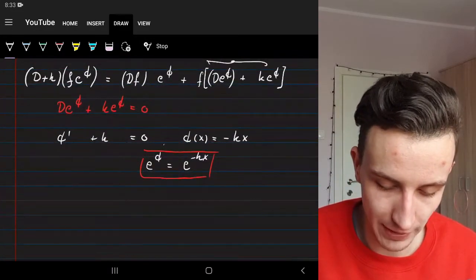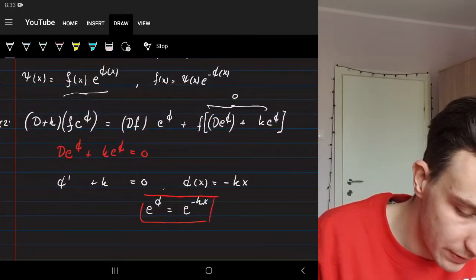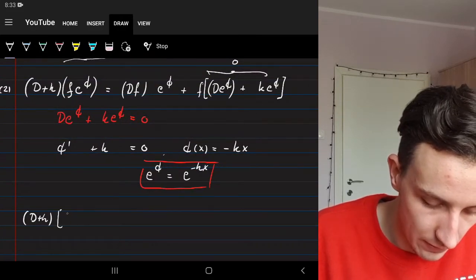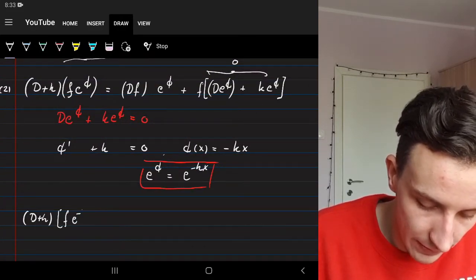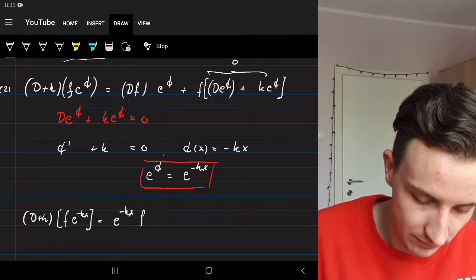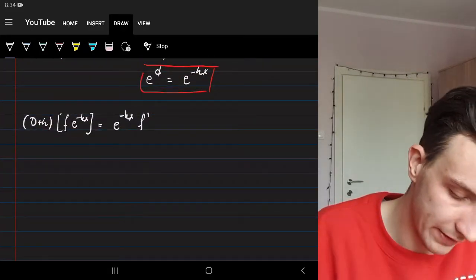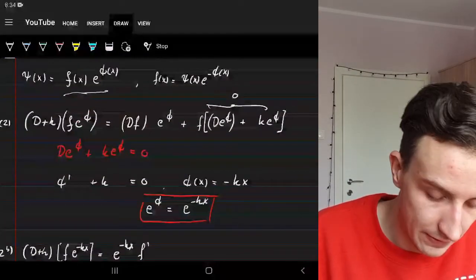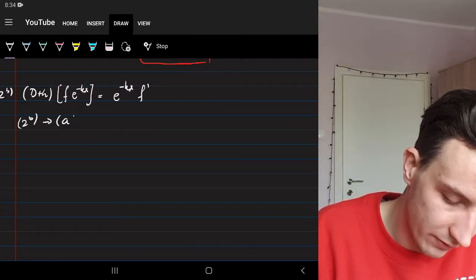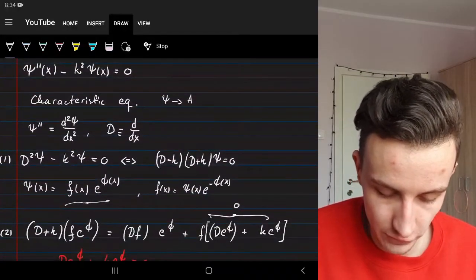e to the phi is e to the minus kx. We know that. Then from 2, we have d plus k of f e to the minus kx is just e to the minus kx f prime. Okay. Now we want to plug this result, let's call that 2b, into 1. 1 was the general equation.